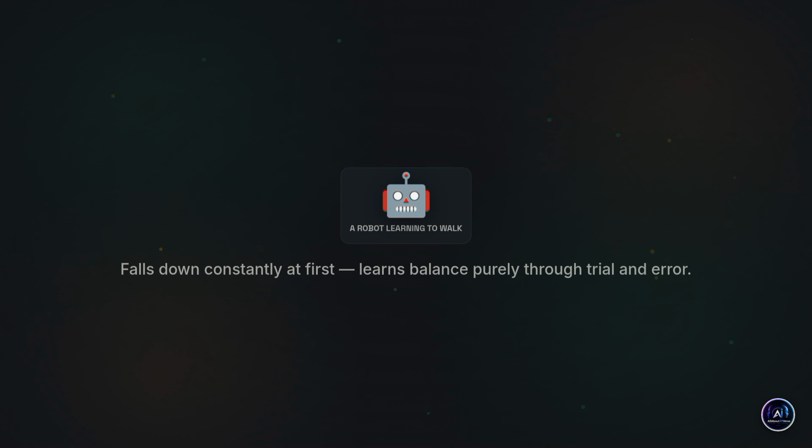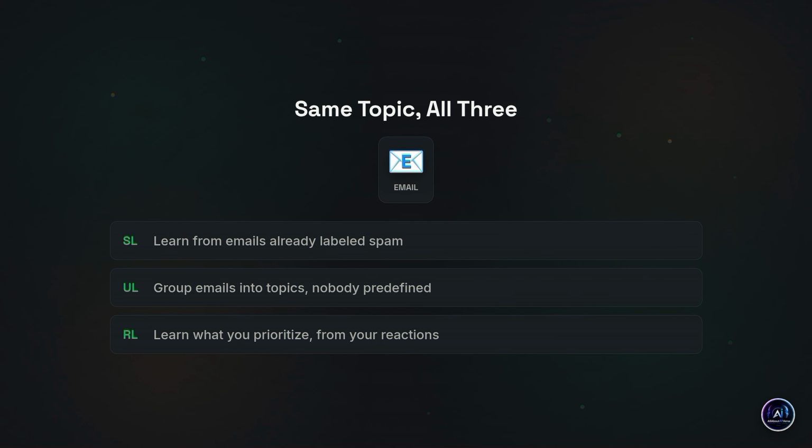Let's see all three on the exact same topic, so the difference is completely concrete. Email. Supervised: learn from emails a person already labeled spam or not spam. Unsupervised: group emails into topics that nobody predefined. Reinforcement: an assistant learning which emails you actually want prioritized purely from watching your reactions over time.